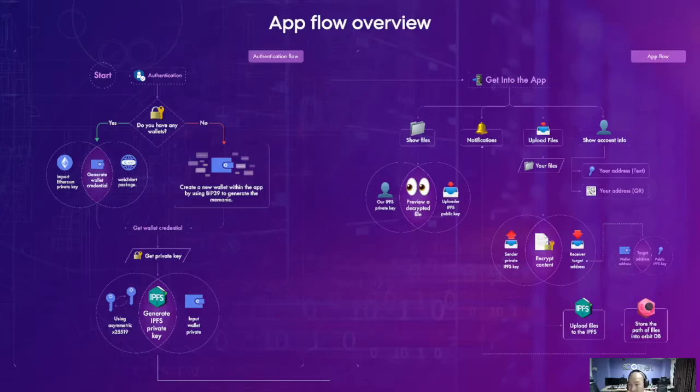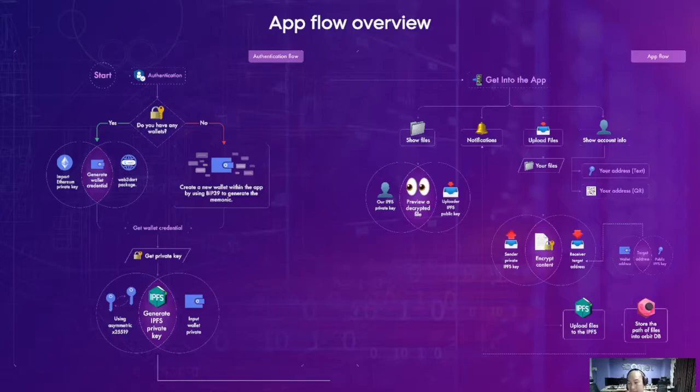You can see on the background, we have a graph with the flow overview, and it's divided in three parts. The first part on the top left is authentication, which is pretty standard. You can either generate your wallet and get your private key and your public key through a mnemonic phrase, or you can simply import your private key from your MetaMask wallet. After that, we grab that private key and generate what we call an IPFS private key. That's going to be used to encrypt all of the files that we send to someone.